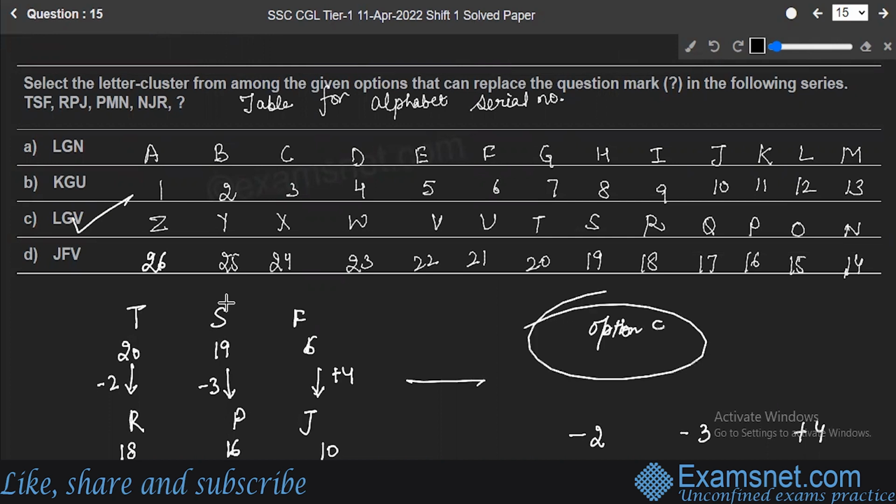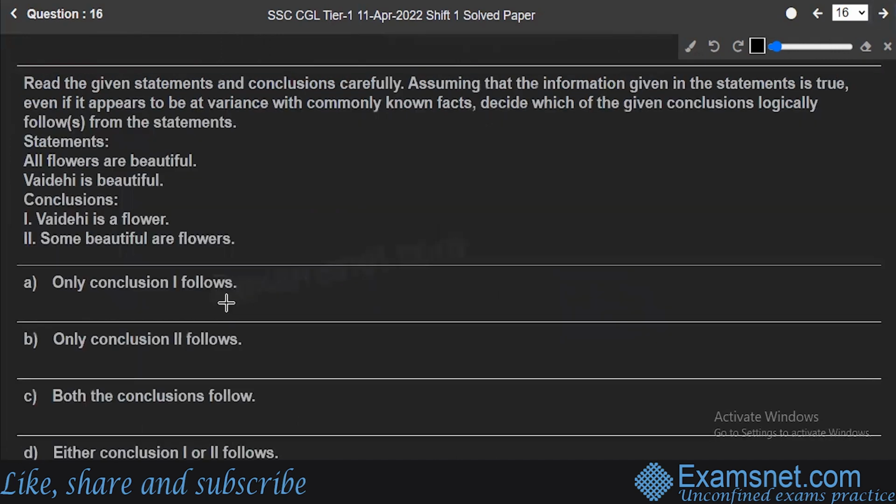I hope you are very much clear with this question. Then let's move to the next question, number 16. You have to read the statements and conclusions carefully, assuming that the information given in the statements is true, even if it appears to be at variance with commonly known facts, and decide which of the given conclusions logically follow from the statements. Statements are: all flowers are beautiful and Vedehi is beautiful. These are the two statements. And what conclusions do you draw from here? Vedehi is a flower, or some flowers are beautiful.